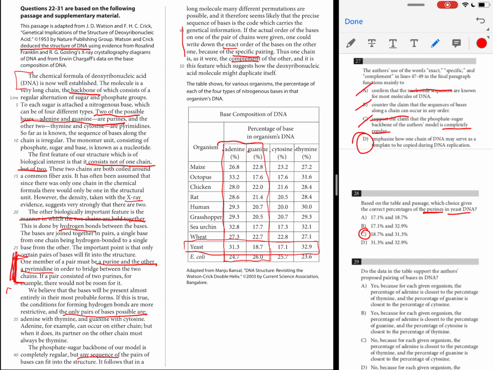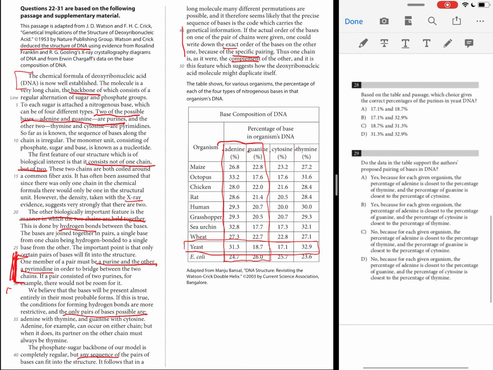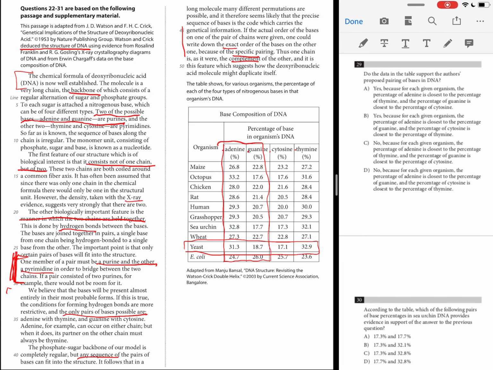Again, with this kind of chart-based problem, often it's easy to see an exact answer instantly, and we don't need to look through the alternates. There's only one possible right answer. 29. Do the data in the table support the author's proposed pairing of bases in DNA? Okay, so we would have to think about how that would be possible for them to do it, and then decide whether or not they would and why.